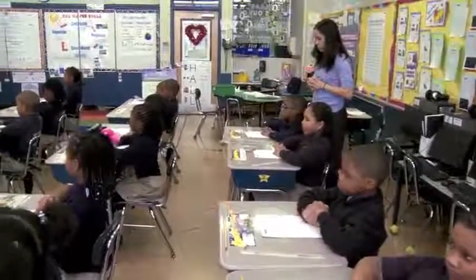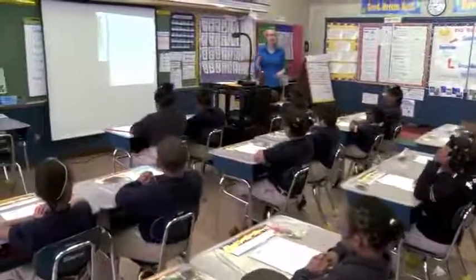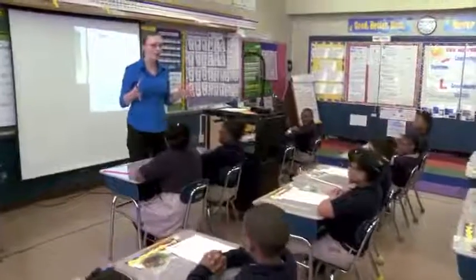So scholars, in front of you, you have a special mathematical type of paper. You have dot paper. And on this dot paper, we are going to create our own quadrilateral.